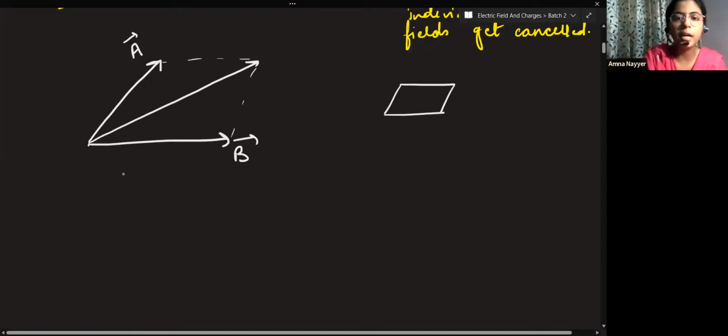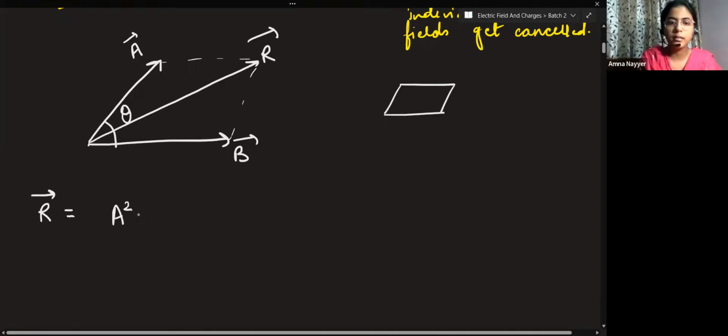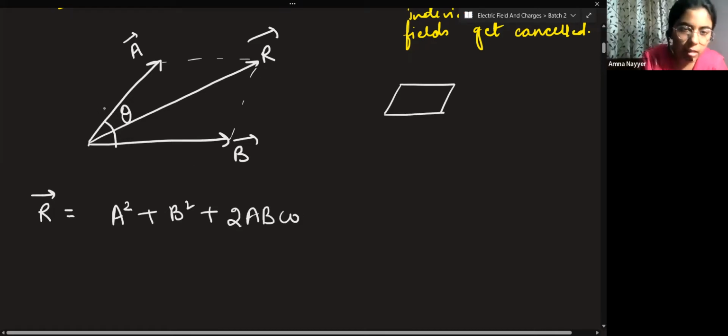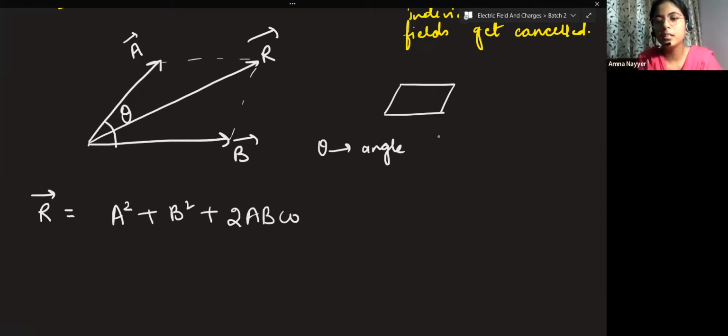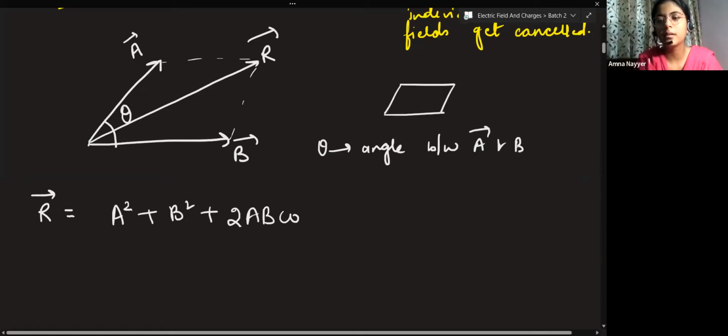If you complete the parallelogram, it will be in this manner. So the resultant of these vectors is given by the diagonal of the parallelogram. If A and B have an angle theta between them, then the resultant is equal to: take the magnitude of A, square it, plus take the magnitude of vector B, square it, plus multiply 2 with the product of A and B and cos of the angle between the two vectors, theta being the angle between A and B.